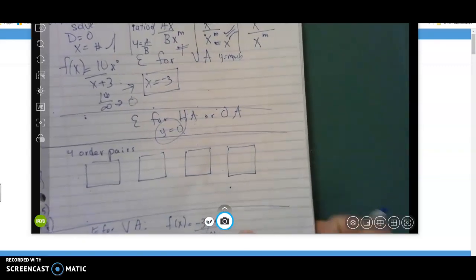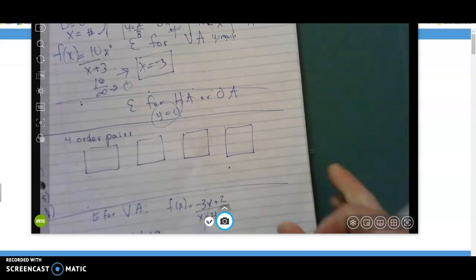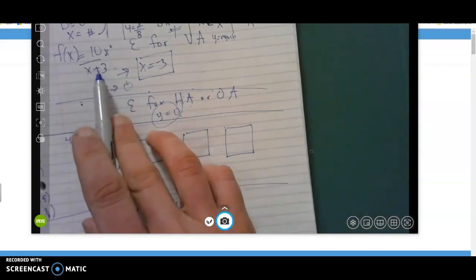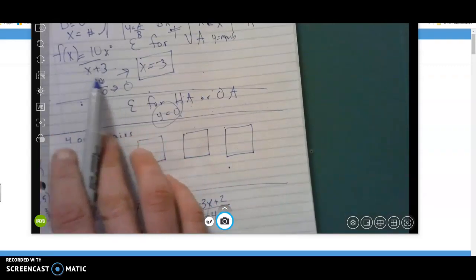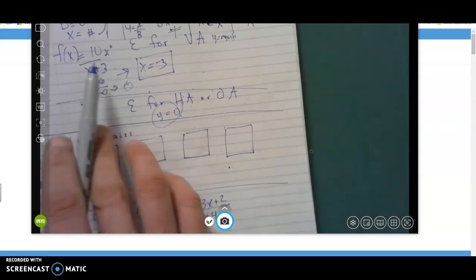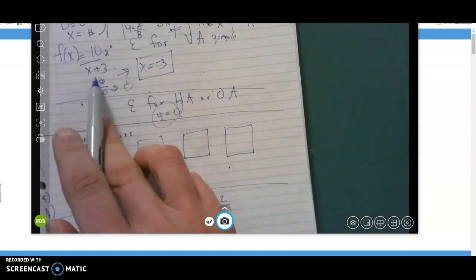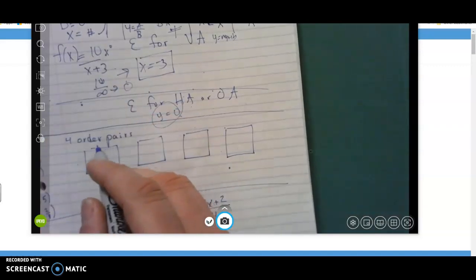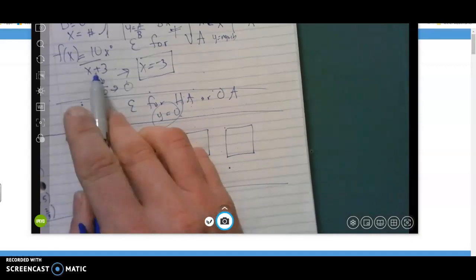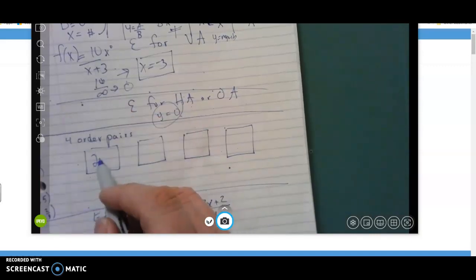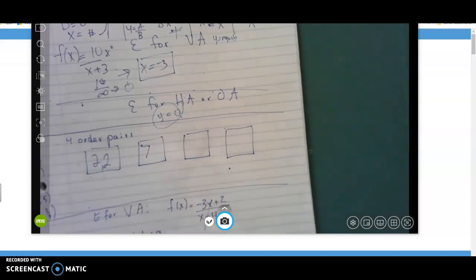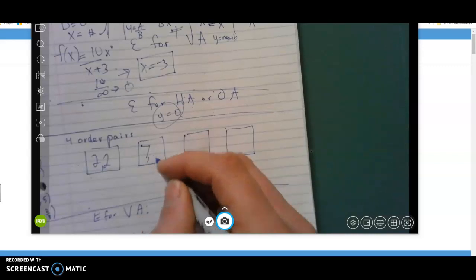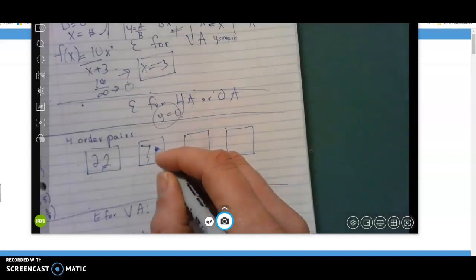The next one asks us for 4 ordered pairs. So we just take this equation and pick any numbers we want. I recommend picking numbers that make the denominator a multiple of 10, so like a 2 makes it a 5, makes it a 10, makes it a 20. Something that 10 is going to divide equally into to make it easy. So I picked 2, for instance, because if I put 2 in, it makes the denominator 5, so 10 over 5 is 2. Likewise, if I put 7, that's going to make the denominator equal to 1. So that's going to be 7 comma 1.